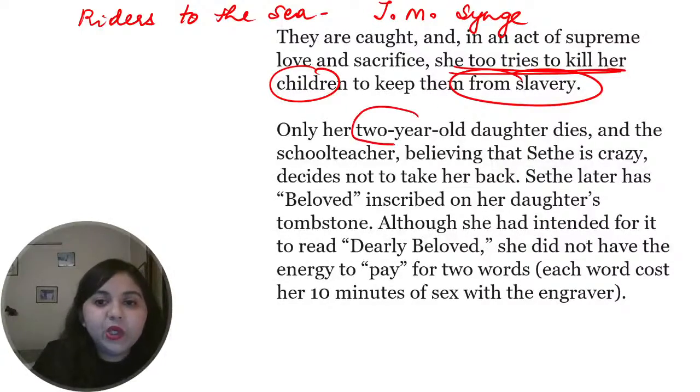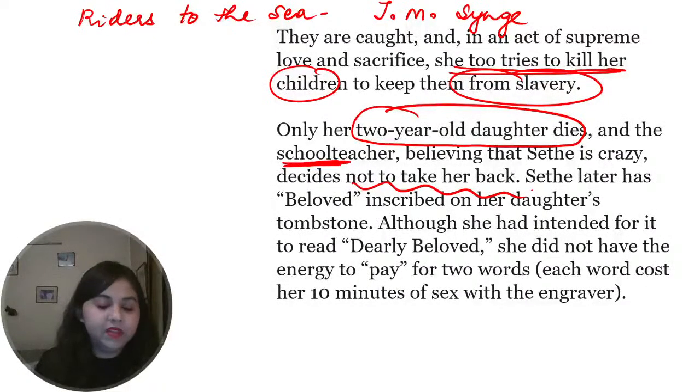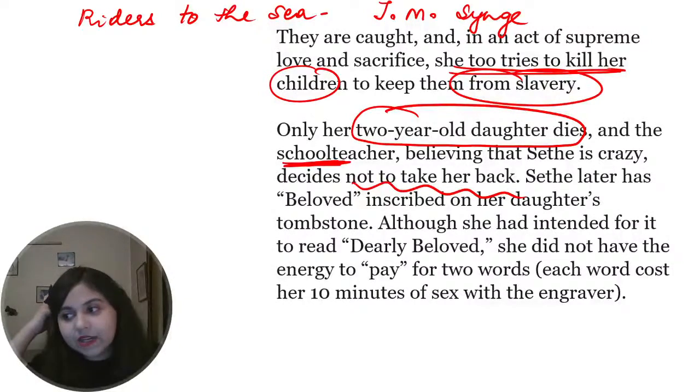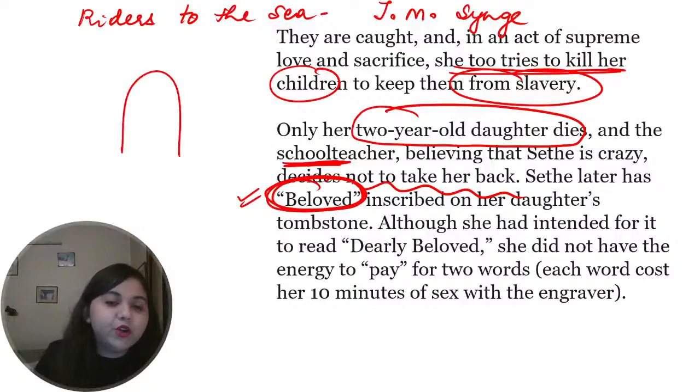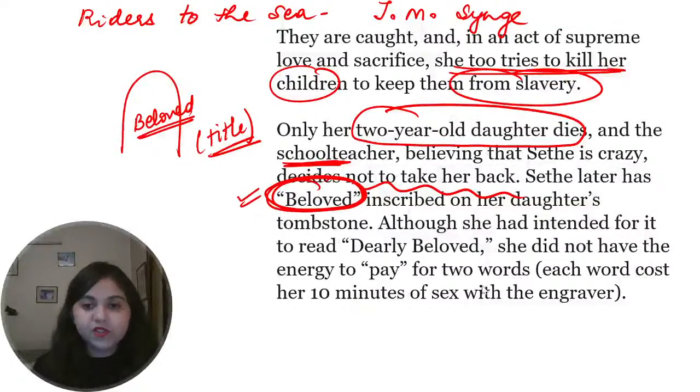And only her 2-year-old daughter, she dies, right? And the school teacher, believing that Sethe is crazy, decides not to take her back. The school teacher's like, no, Sethe looks a little crazy, a little eccentric. They don't want to deal with her at all. Now, Sethe later has Beloved inscribed on her daughter's tombstone. So on the tombstone of her daughter is where the name is inscribed as Beloved, and that is the title of our work written by Toni Morrison.